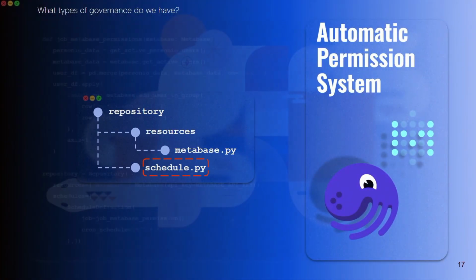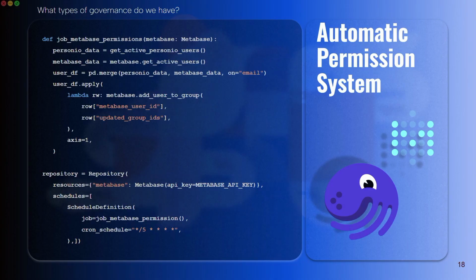The scheduler is what connects everything together. We get the personal data. We now also have to get the Metabase IDs of the users in Metabase. With the metadata from Metabase, the user IDs more specifically, we can join these two users by email, because this is unique. And then we just update the users in Metabase with the new permission group that they need. Again, the scheduler runs every 5 minutes, and the Metabase resource is the API key that we need to provide.